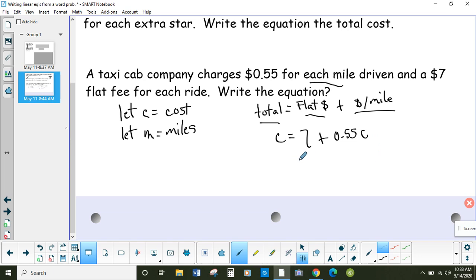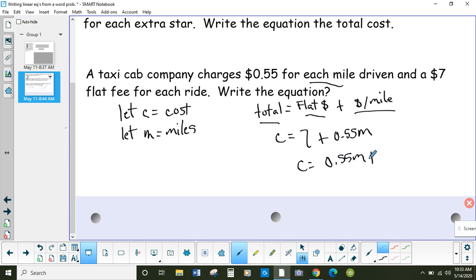Whoa, Nelly. What did I do wrong? You guys see my mistake? Find my mistake. Yep. I put the total cost there. I'm supposed to put miles there. It's per mile, not per total cost. That doesn't make any sense. And how would this look in descending order?